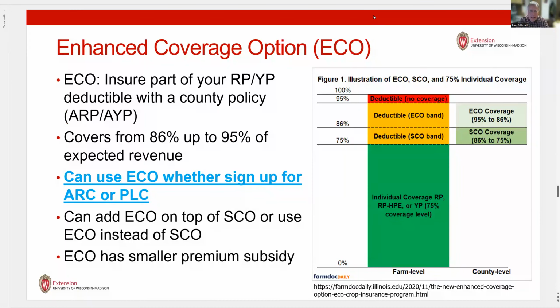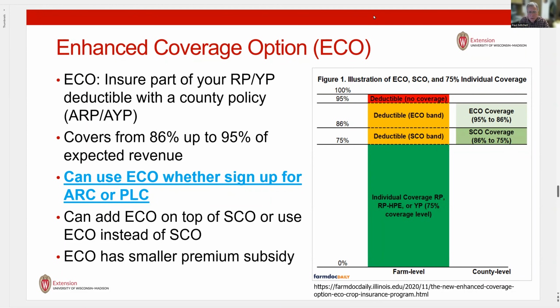Now, there's also the enhanced coverage option. This is a policy option that sits on top of SCO. ECO insures part of your revenue protection or yield protection deductible with the county policy again, but it goes from 86% up to 95% of expected revenue. And you can use ECO whether you sign up for ARC or PLC, it doesn't matter. You can add ECO on top of your SCO, or you can use it instead of SCO. So if you did choose ARC, you can still buy ECO, or you can do PLC and buy SCO and ECO.